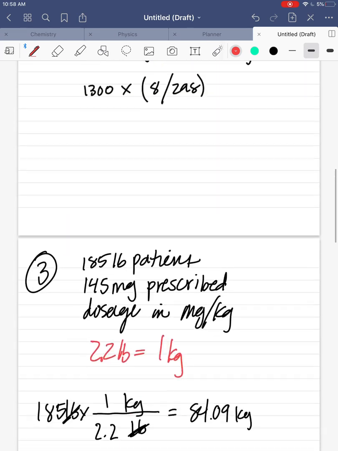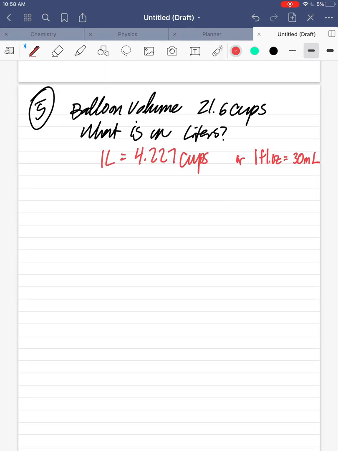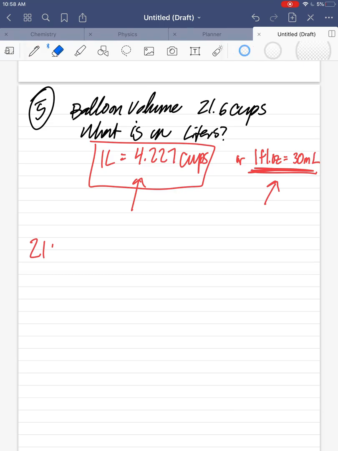Number 5, let's do this quickly. A balloon has a volume of 12.6 cups. What is it in liters? Here's another one of these. I had to Google this, to be honest. This one was cups straight to liters, but this is probably what your professor is wanting to get at. So 21.6 cups.